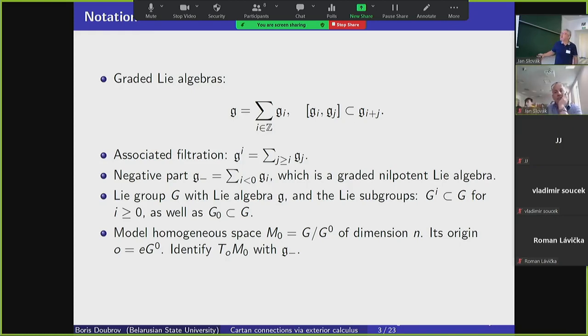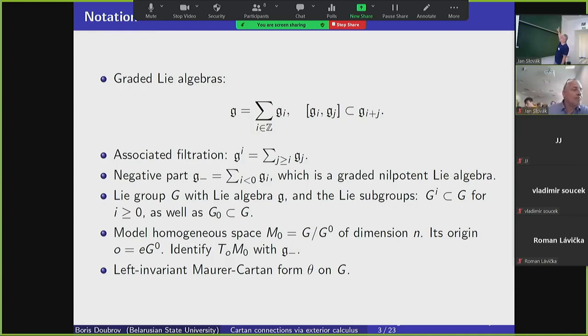Again, I know that in parabolic geometry, this G0 is often denoted by P because it's parabolic. In my case, it's just a subgroup of G. And the last piece I'll be using across all the slides is the Maurer-Cartan form on G, the left invariant Maurer-Cartan form, which is denoted by theta in my talk. So that's the prerequisites. I would have probably put it somewhere on the blackboard, but it's not many.